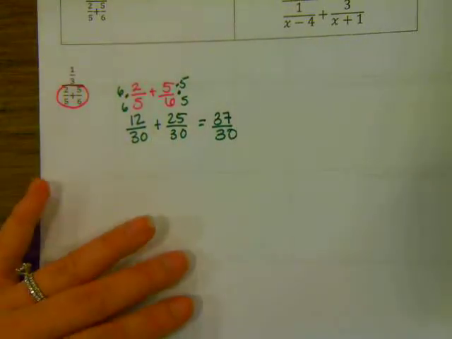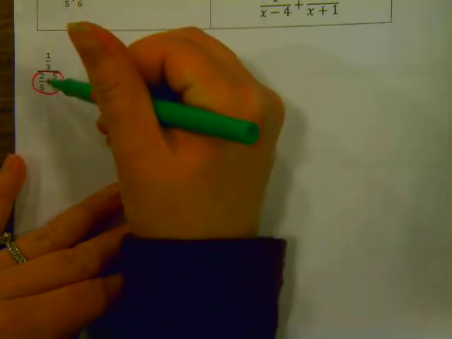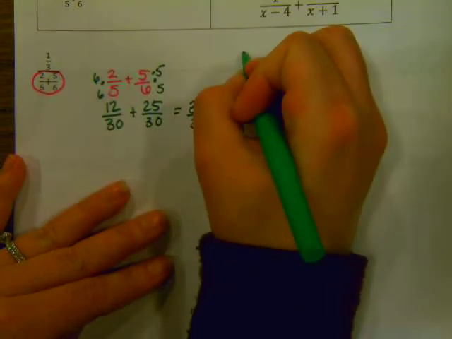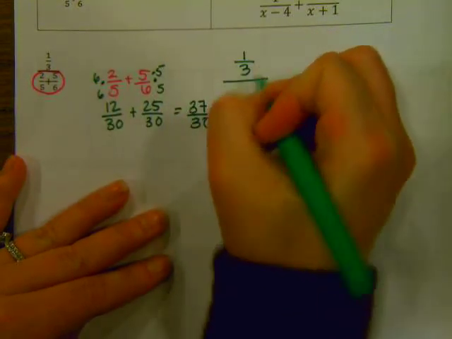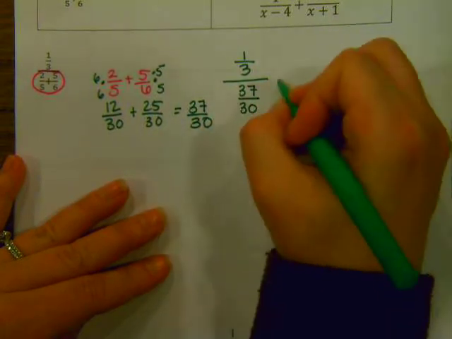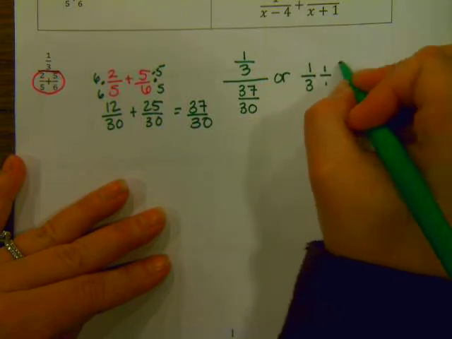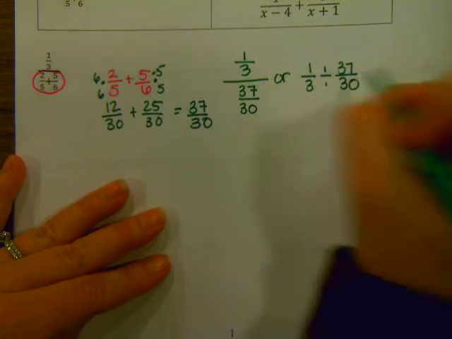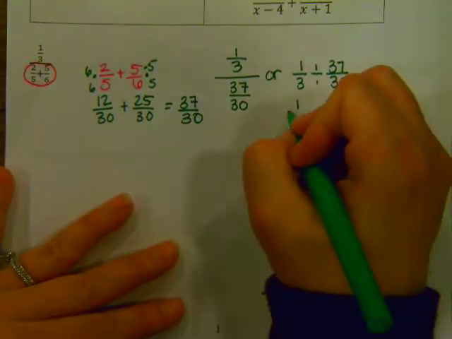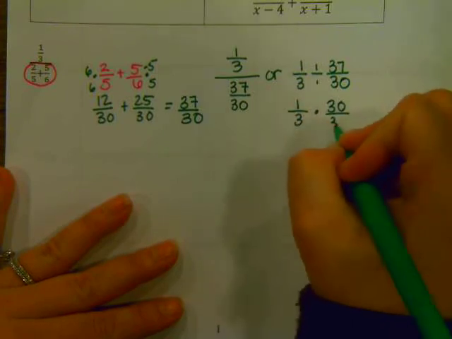Now, that is not your final answer because, remember, that was the denominator of this division problem. So you're going to do 1/3 divided by 37 over 30. Or we can write it as 1/3 divided by 37 over 30. If you need that reminder, you're more than welcome to rewrite it like that. If not, no big deal. And then you remember, you change it into a multiplication problem with the reciprocal.